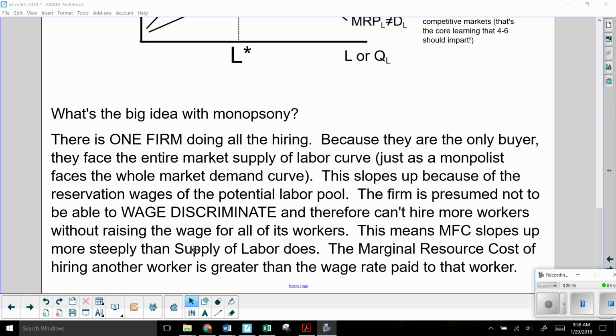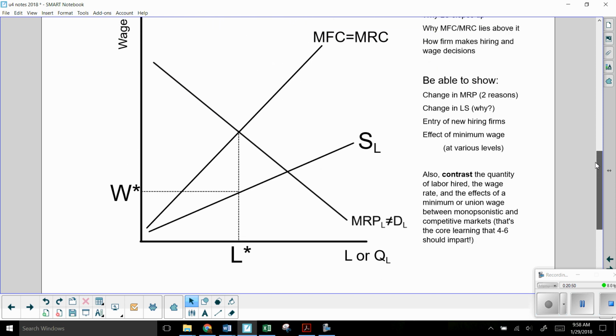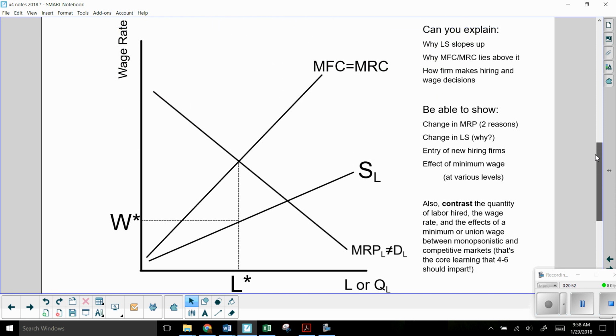And that's going to give us the result that MFC slopes up more steeply than supply of labor. And the marginal resource cost, or marginal factor cost, of hiring one more worker will be greater than the wage rate that we pay to that worker. Well, that's quite a mouthful. Let's see how that plays out on the graph, because I think it's maybe simpler than it sounds.